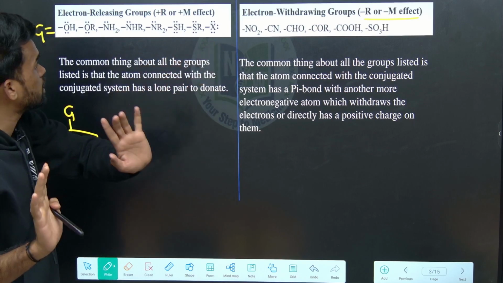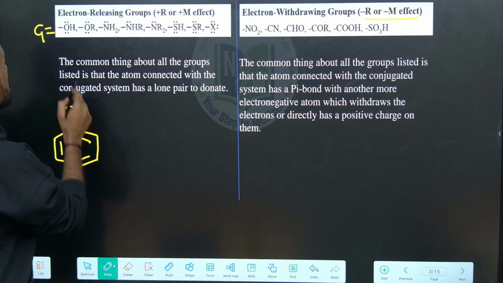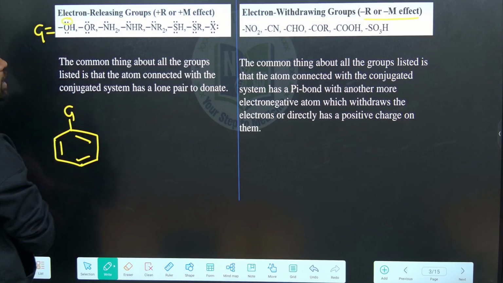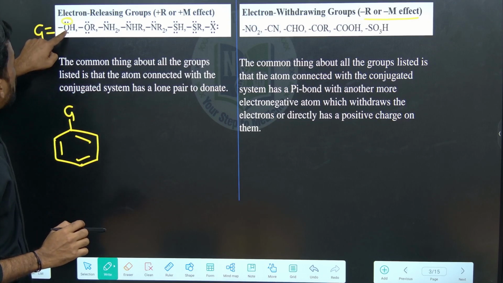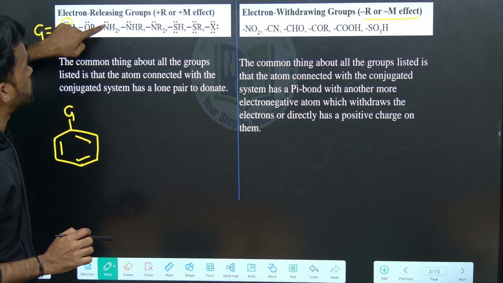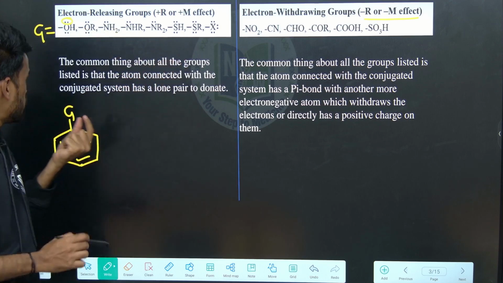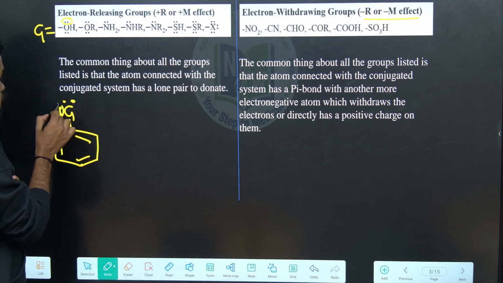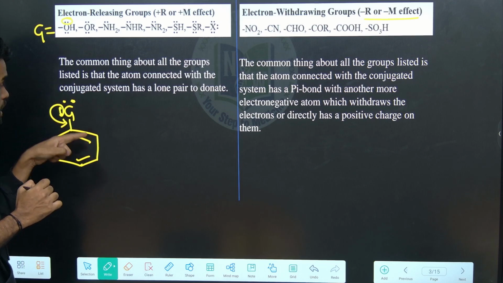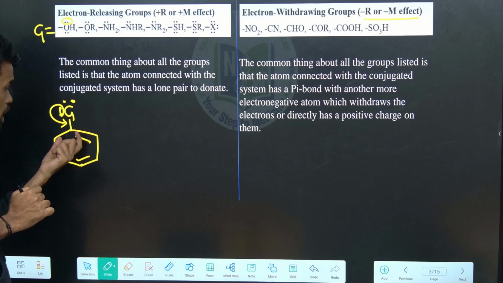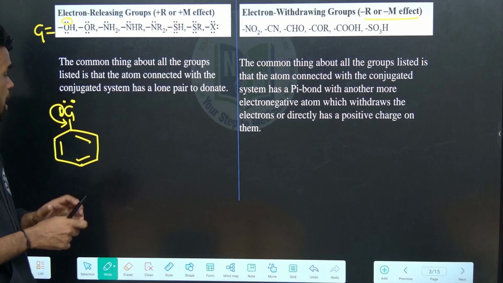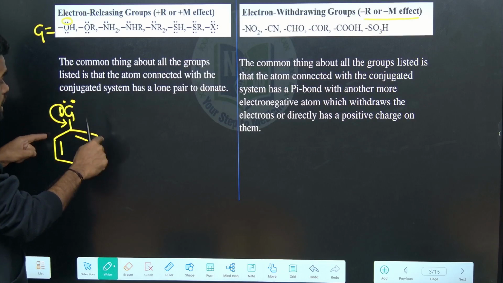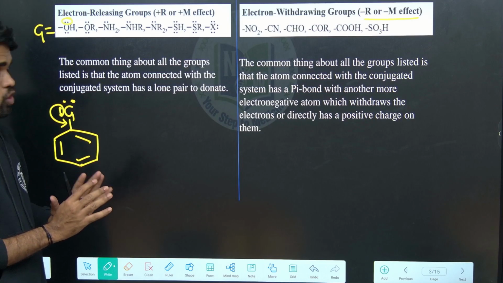Now one thing is common, all of them have some lone pair non-bonding electrons on them. See, here on oxygen we have lone pair electrons, here also, everywhere we have some non-bonding electrons on the group. Therefore these non-bonding electrons or lone pairs can participate in the conjugation with the pi electrons of the benzene ring and increase the electron density of this benzene ring. I hope this is clear.